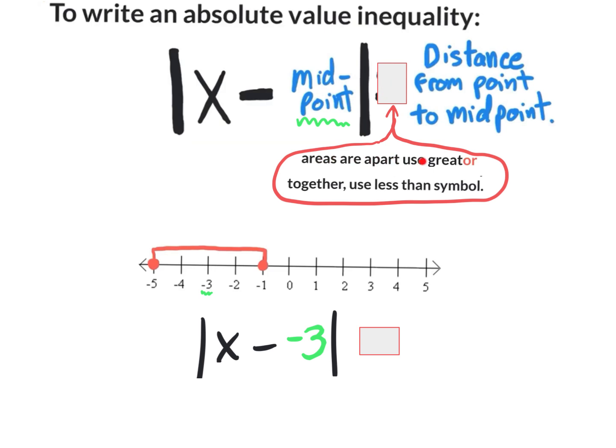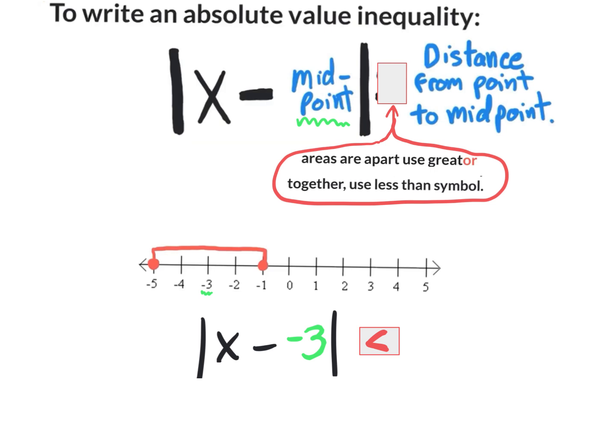Now, right here belongs an inequality. If the areas are apart, use greater. And notice that I misspelled it, greater. Why do I put or instead of ER? Because usually when the areas are apart, it's going to the left or to the right, which means that you have the word or in it. So if the areas are apart, you're going to use greater than. If the areas are together, like right here, you're going to use the less than symbol. So obviously, this is going to be a less than symbol, okay? Because the areas are together.